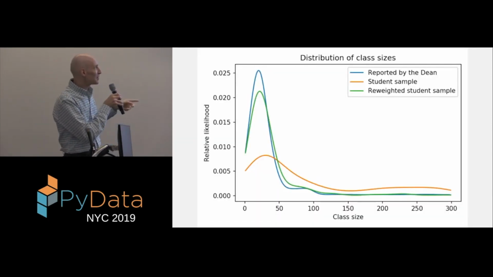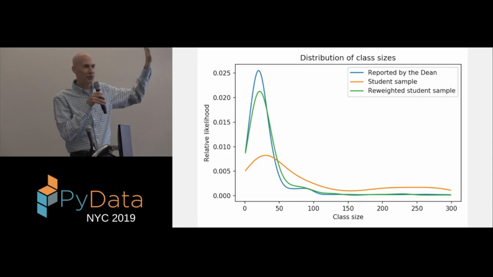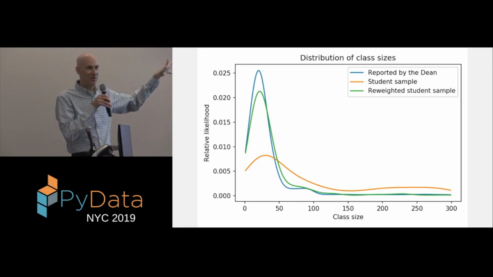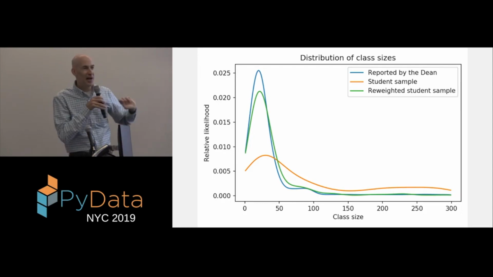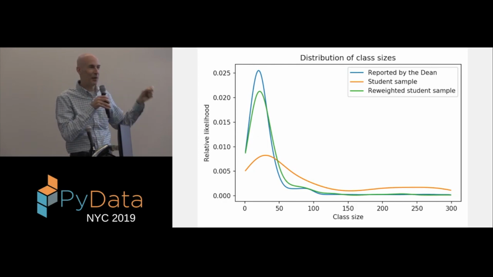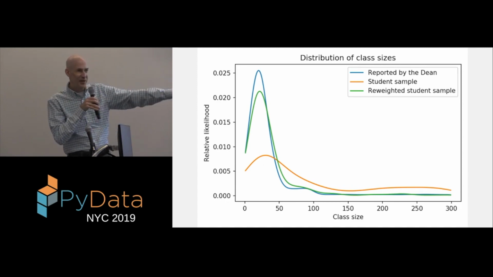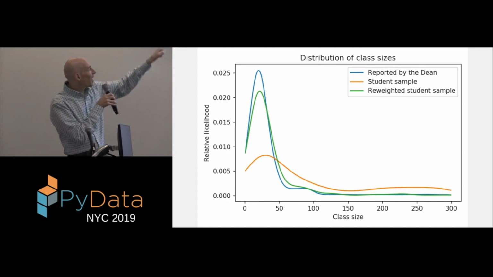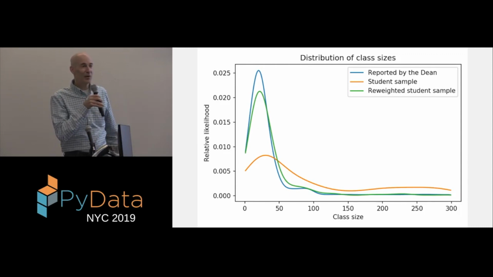So now here's what that looks like. The blue line is ground truth. That's what the actual distribution is. The orange line is the biased sample that I got when I walked around to ask students. And then I applied the inverse filter to the orange line, and I got the green line. The green line is a pretty good estimate of the actual distribution.